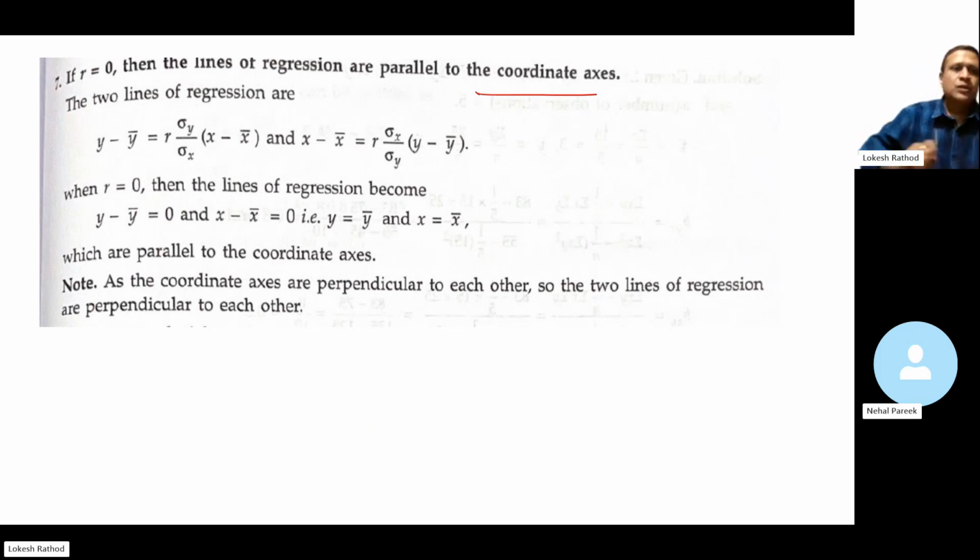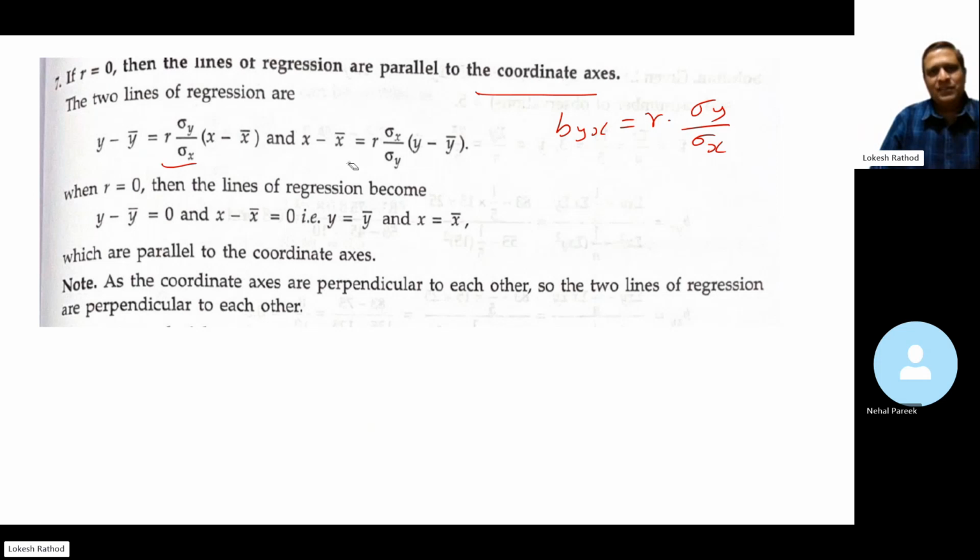Okay. So we have this formula: y minus y bar is equal to byx times x minus x bar, and byx was r times sigma y over sigma x. And in the same way, x minus x bar is bxy times y minus y bar, so bxy is r times sigma x over sigma y.